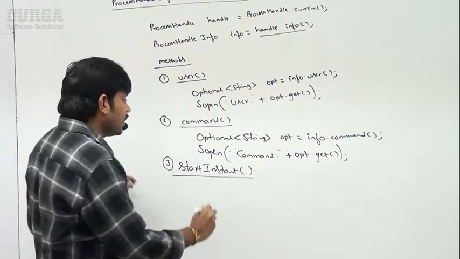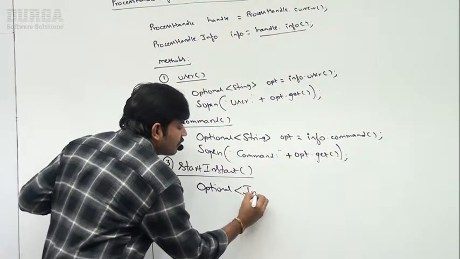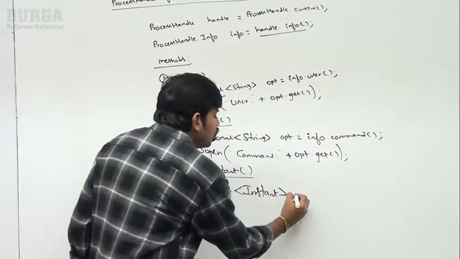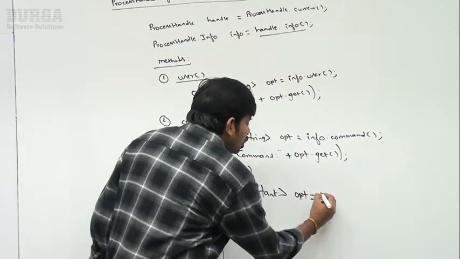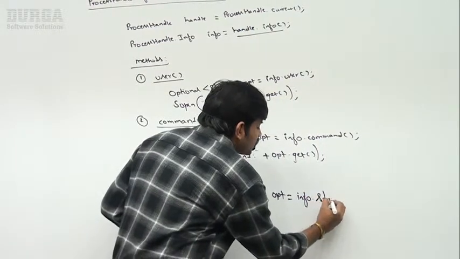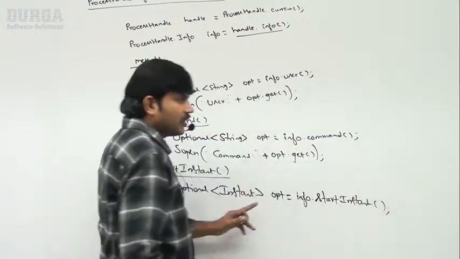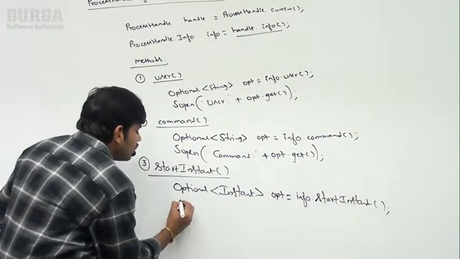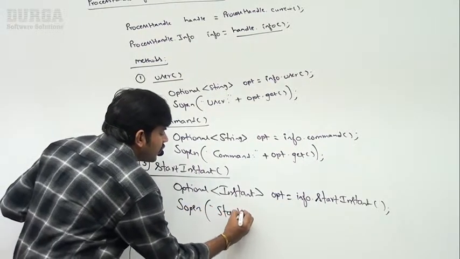How are you able to get it, sir? Optional of Instant type. Are you getting Optional of Instant type? OPT is equal to Optional of Instant type. OPT is equal to info dot start instant. Are you getting info dot start instant? Then automatically what will happen? I got the start instant, right? Sir, System dot out dot println, starting time.